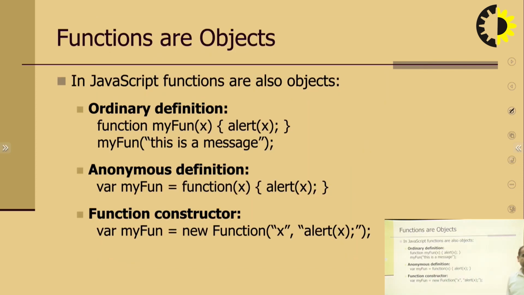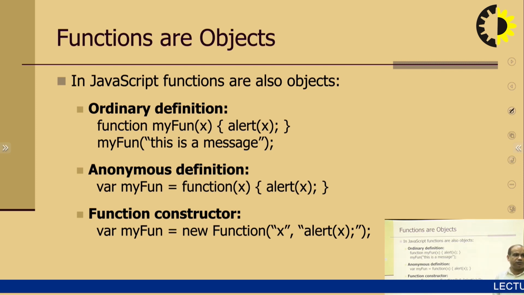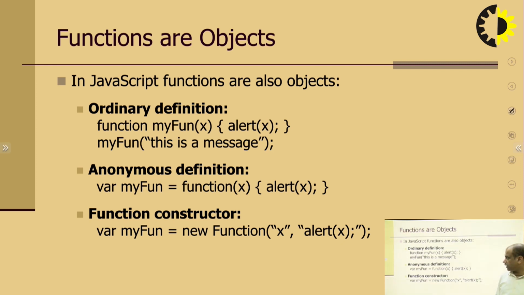Next, we are talking about function or object. In JavaScript, functions are also objects. There are three types of function: ordinary function, anonymous function, and function constructor. If I talk about the ordinary function, we define it with the function keyword, then the function name, and we define parameters in round brackets, and with curly brackets we define the body of that function. Functions have almost similar syntax to C or other languages.